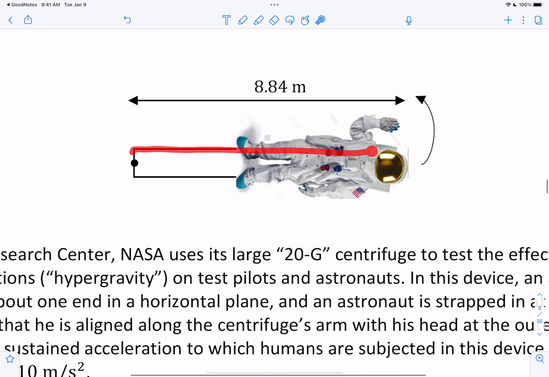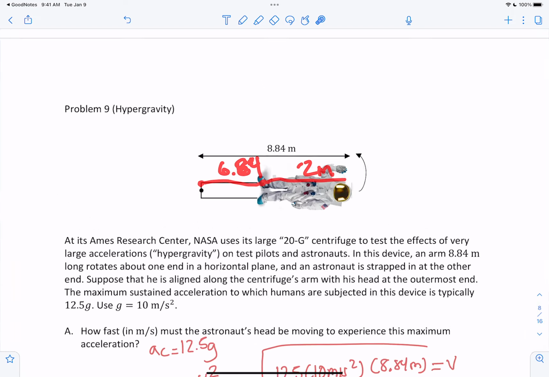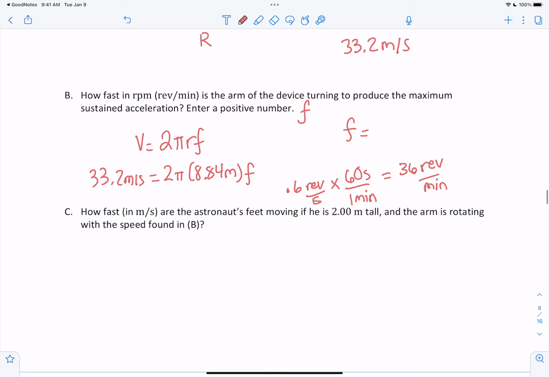Well, we found the linear speed of his head, which was from the arm to his head. Now in order to find his feet, it has to be from the arm to his feet. If he's 2 meters tall, then from the arm to his feet is 6.84 meters, right? So in that case, we can set up the same thing here.